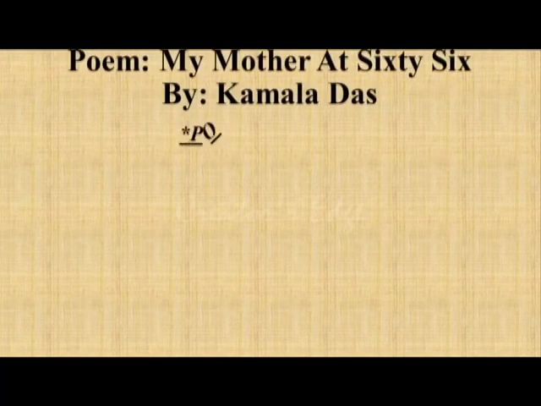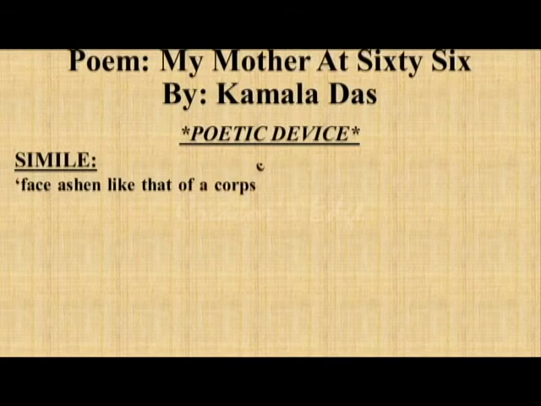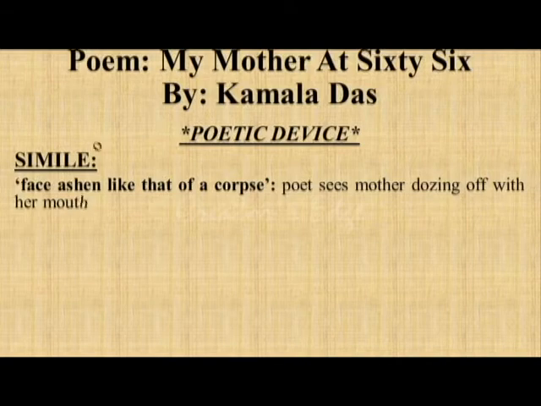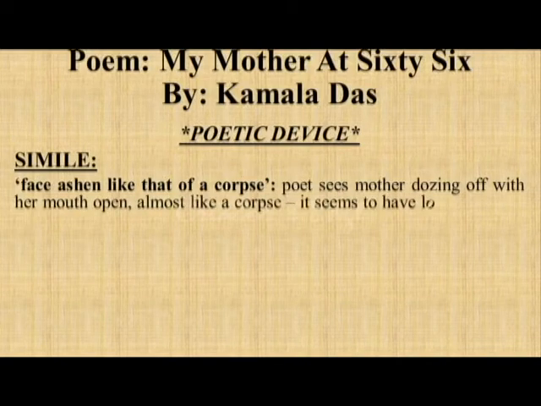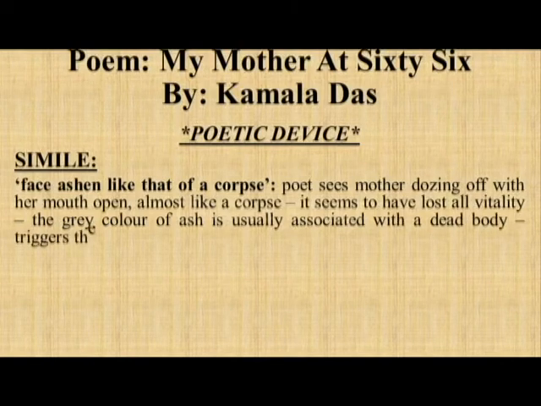Now, students, let's talk about the various poetic devices used in the poem. The very first device is simile. The simile is used in the phrase "face ashen like that of a corpse". The poet sees her mother dozing off with her mouth open, almost like a corpse. It seems to have lost all vitality. The grey color of ash is usually associated with a dead body, and triggers the pain of losing a mother who is close to death.